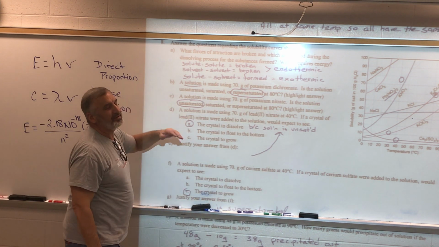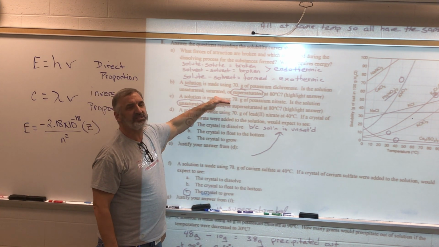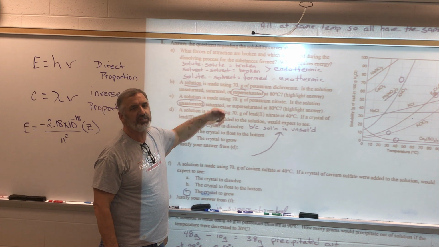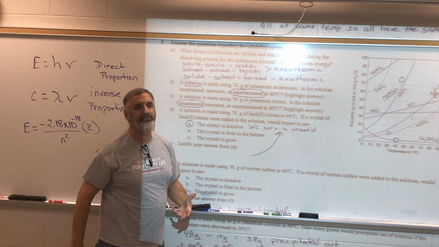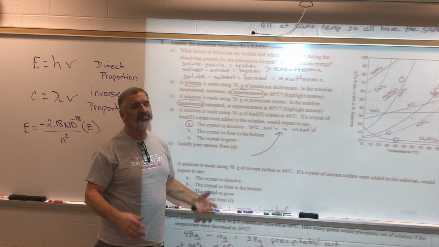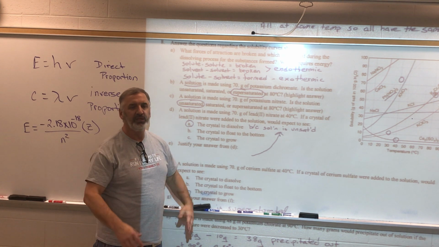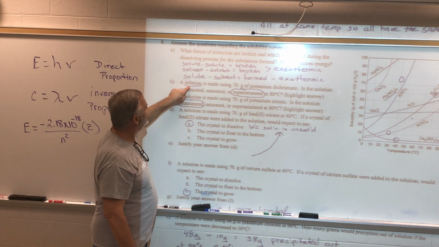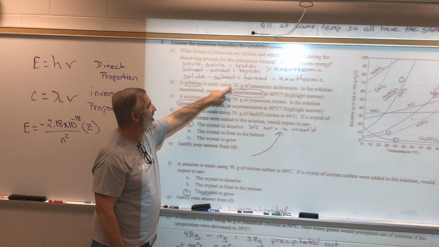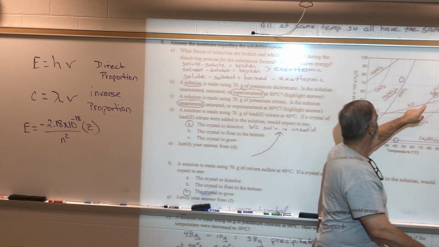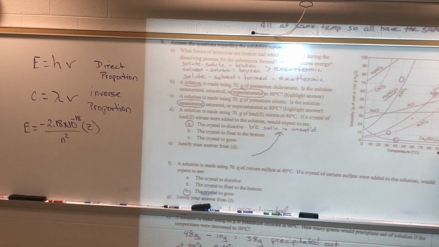Okay? And I don't really even like the premise of this. Most substances don't go supersaturated. You can't just add more than the maximum amount and make a supersaturated solution. They're rare, they're hard to form, and so the fact that it says a solution is made using 70 grams potassium dichromate. Well, here's potassium dichromate at 80 degrees. A saturated solution is going to have 60. They're saying the solution has 70, which means that it has more than the maximum amount, so it's supersaturated.